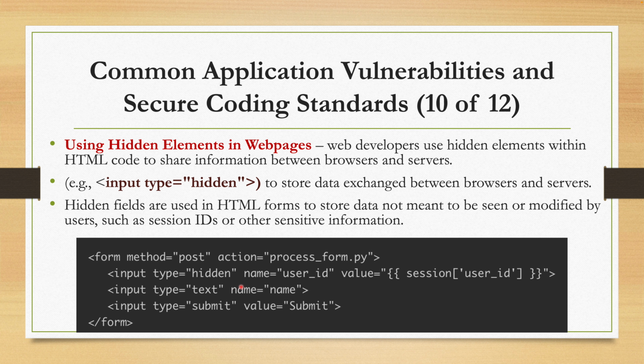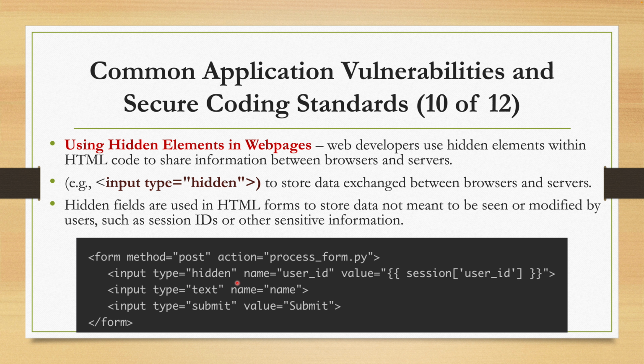For example, an attacker might manipulate a hidden field containing the user role to escalate privilege. This makes the use of hidden fields a target for a hidden field manipulation attack. That's what it means. There's an actual attack called the hidden field manipulation attack, which is a type of web application attack that involves modifying the values in the hidden field in a form. So if you look at the figure here, the user ID value is stored in a hidden field.